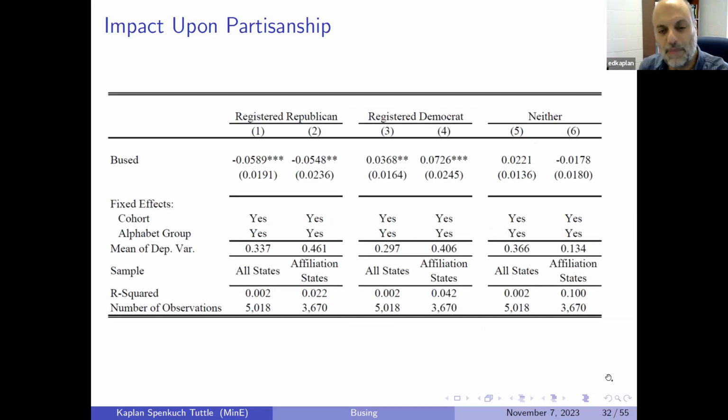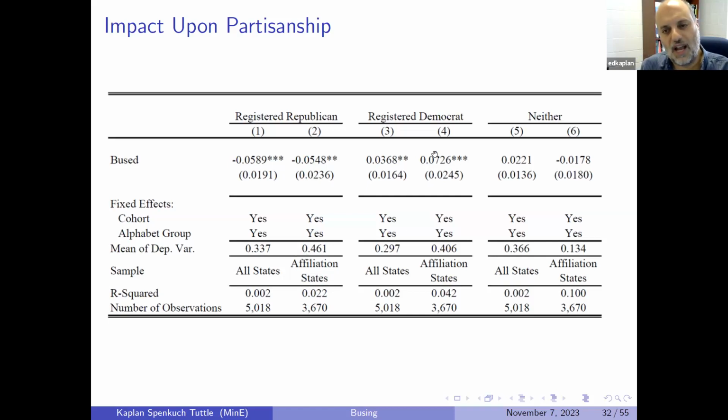So here are our main estimates. We find almost a 6 percentage point reduction in being Democrat if you were bused, if we look at all states, where the way that we compute whether you're Republican or not is by looking at whether you participated in a Republican primary in your last primary in the open primary states. In the closed primary states, we always take your party of registration. If we restrict to the closed primary states, we have a very similar result.